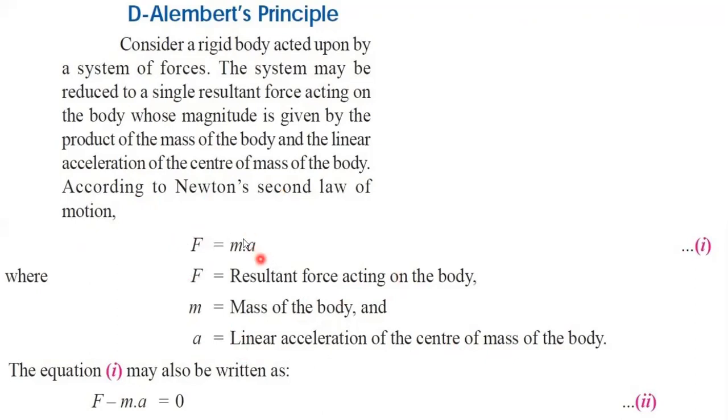If you want to bring this mass times acceleration to the left hand side, how will the equation become? F minus ma. Just listen here. Equation 1 may also be written by bringing the entire term to the left hand side. So F minus ma is equal to 0. This is equation 2.